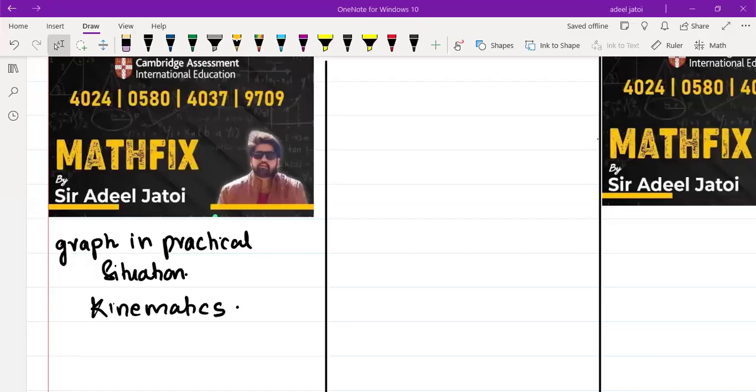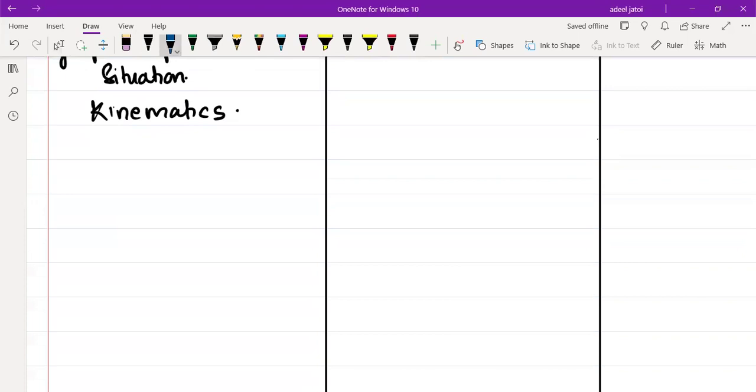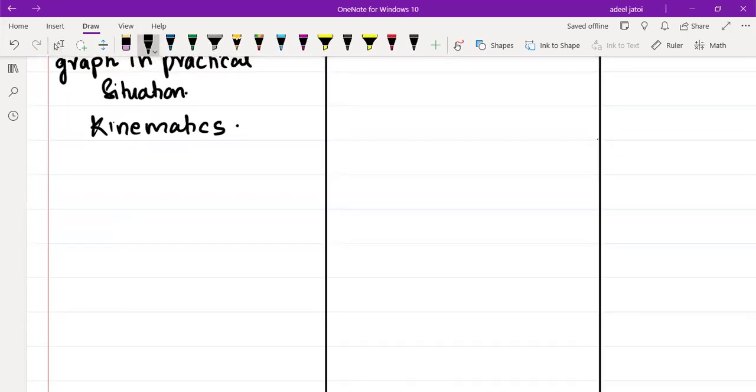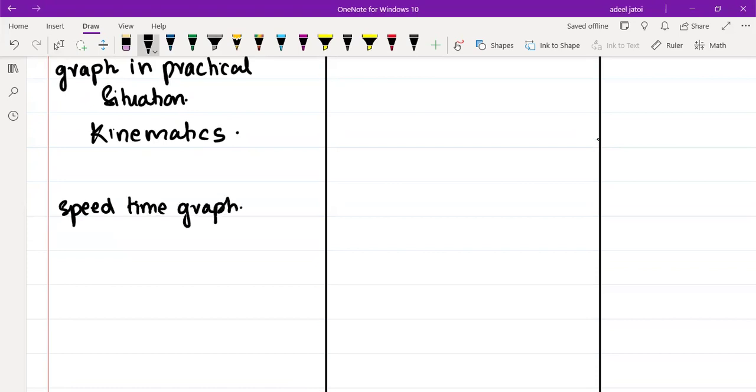Okay, ji. Graph in practical situations, kinematics. Now, when we are talking about kinematics or graph in practical situations in your syllabus, you are mostly tested on the speed-time graph and the distance-time graph. So there are two situations that you are dealing with.